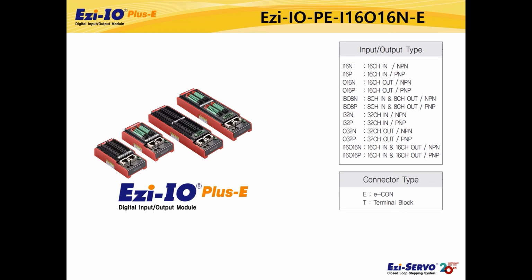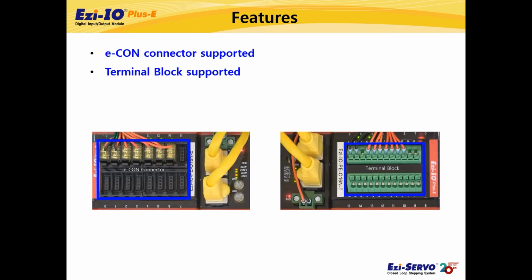Ezi-IO Plus-E supports NPN and PNP type input and output. Also, there are two connector types, Econ and terminal block. Next, let's check the features of Ezi-IO Plus-E products. First, as explained before, Ezi-IO Plus-E supports Econ connector and terminal block.